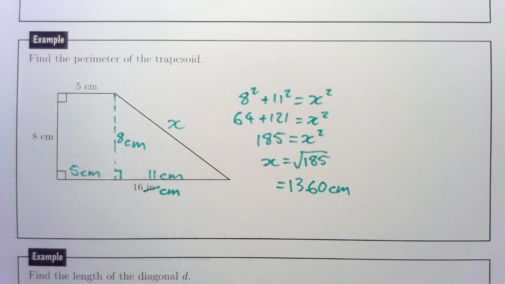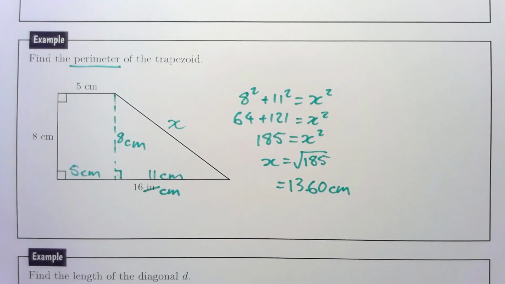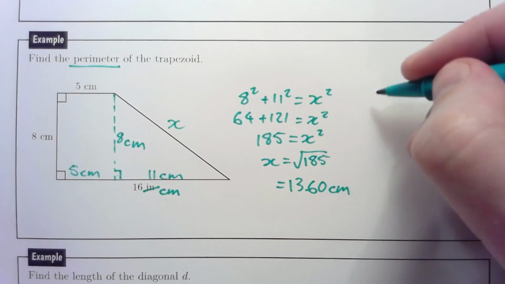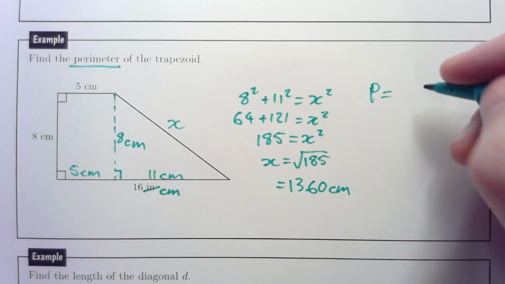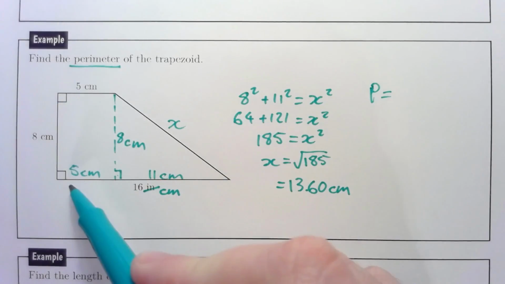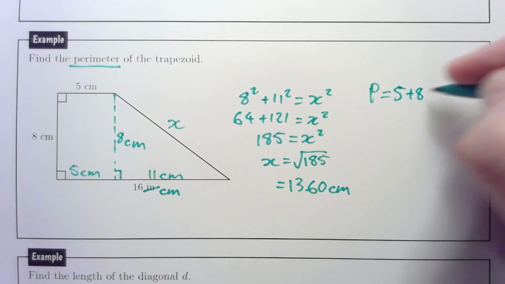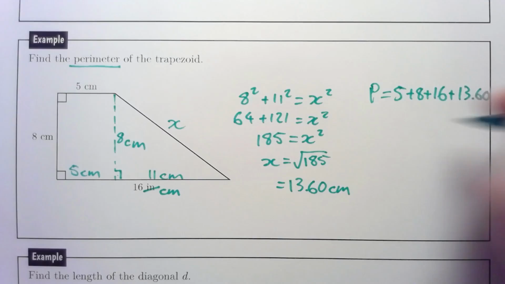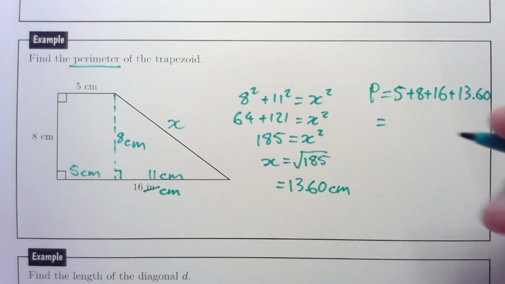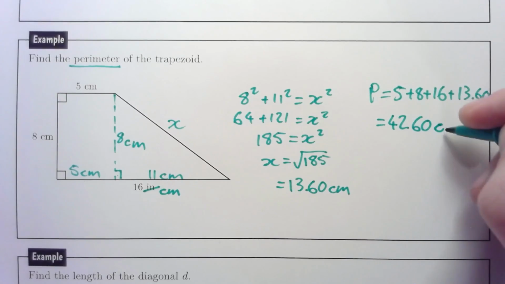Now the perimeter, remember, is what we're actually being asked to find in this question. So the perimeter is what we get when we add all the sides of our polygon. So that would be 5 and 8 and 16 and x. So 5 plus 8 plus 16 plus 13.60. So that ends up being 42.60 centimeters.